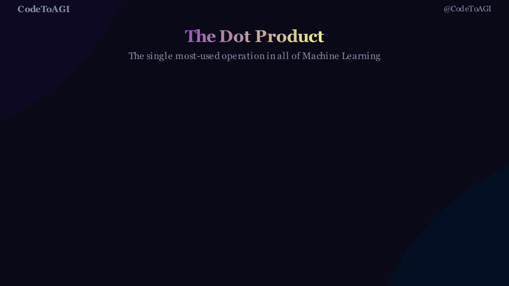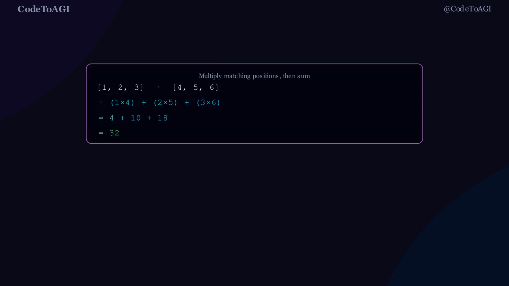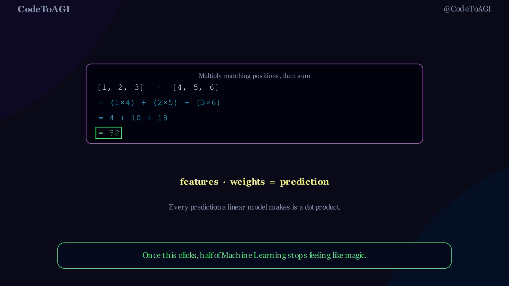Now, the single most used operation in all of machine learning. The dot product. Multiply matching positions together, then add up the results. 1, 2, 3 dot 4, 5, 6 is 1 by 4 plus 2 by 5 plus 3 by 6, which is 32. Why does this matter? Because every prediction a linear model makes is a dot product. Features dot weights. That's it. That's the whole prediction step. Once this clicks, half of machine learning stops feeling like magic.